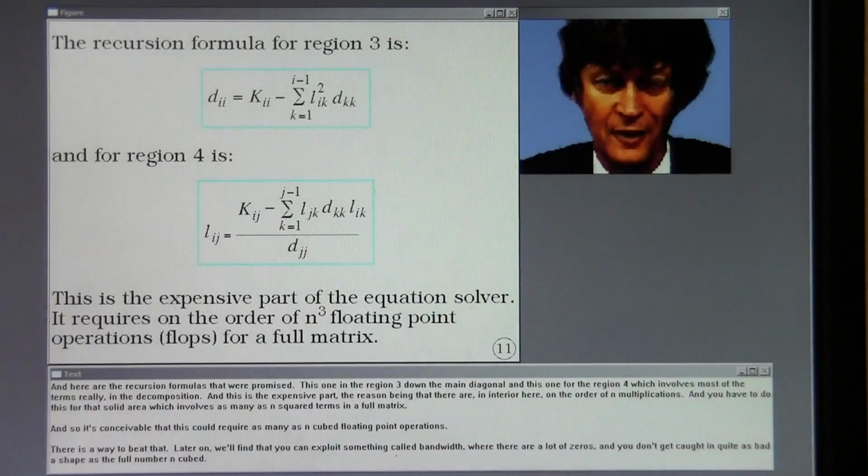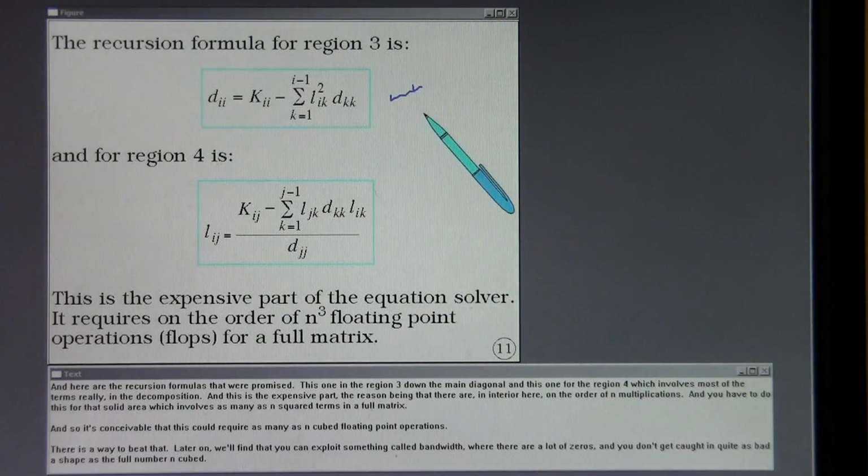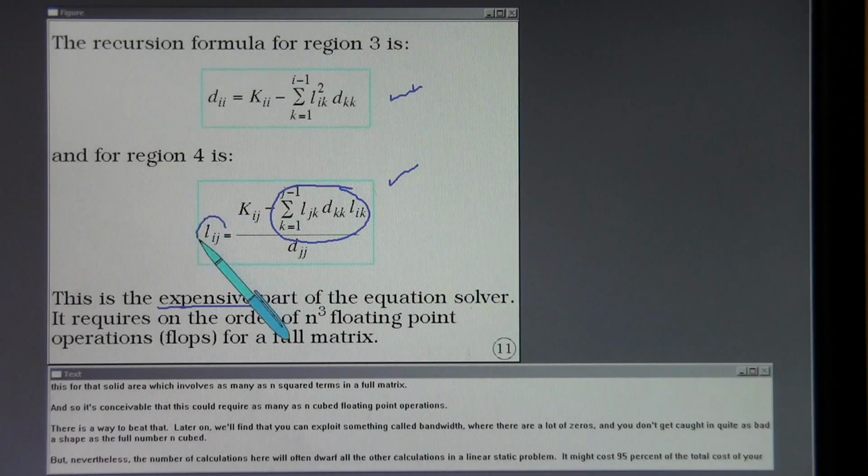And here are the recursion formulas that were promised. This one in the region 3 down the main diagonal, and this one for the region 4, which involves most of the terms really in the decomposition. And this is the expensive part. The reason being that there are in the interior here on the order of n multiplications. And you have to do this for that solid area which involves as many as n squared terms in a full matrix. And so it's conceivable that this could require as many as n cubed floating point operations.